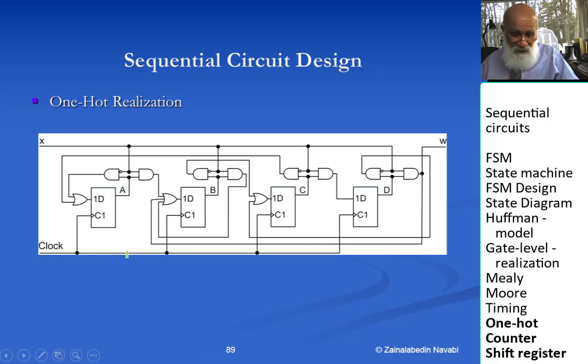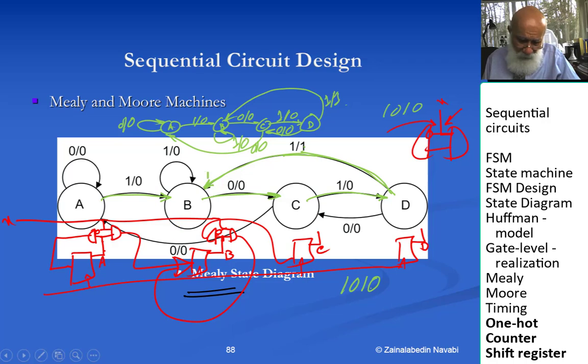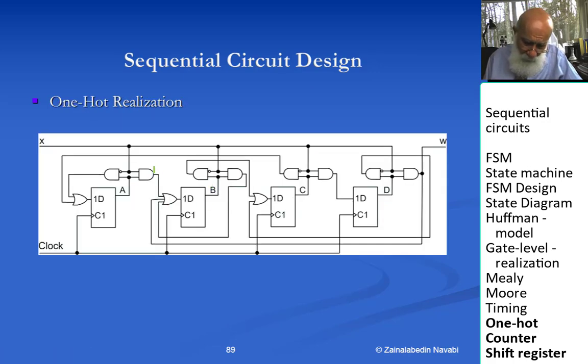This is that implementation drawn nicely, and I'm using rising edge flip-flops, and notice that, for example, in state B, there are 3 inputs going into state B. 1 from itself, 1 from A, 1 from D. 1 from itself is this one over here. 1 from A, and 1 from state D. And therefore I have an OR gate here with 3 inputs.